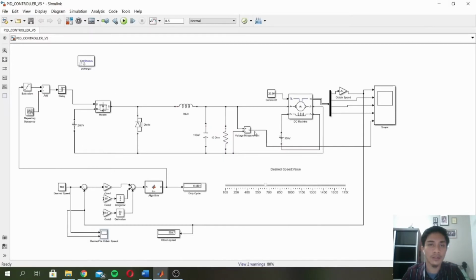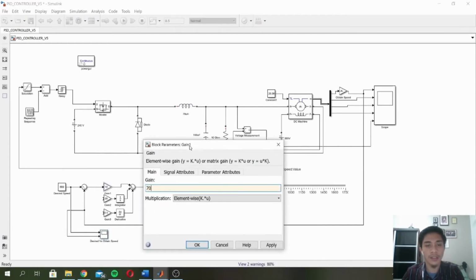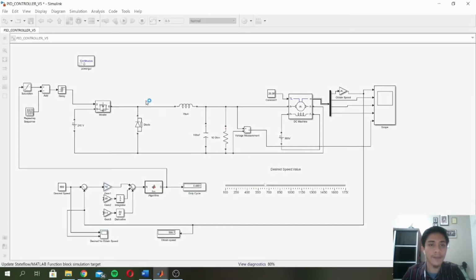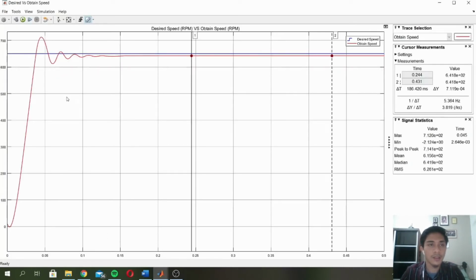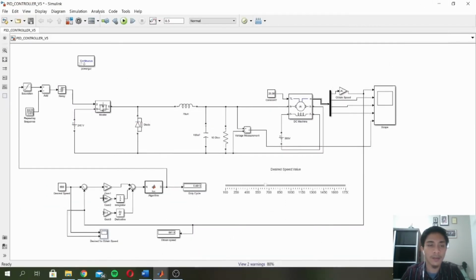Okay, after trying to change the value of P, the best value of P is 70. So look, the value of the obtained speed is now closer to our desired speed, which is 342 RPM. To adjust the value to make it closer to our desired speed, we just need to add the I, which is integration here. The value of I is 35.